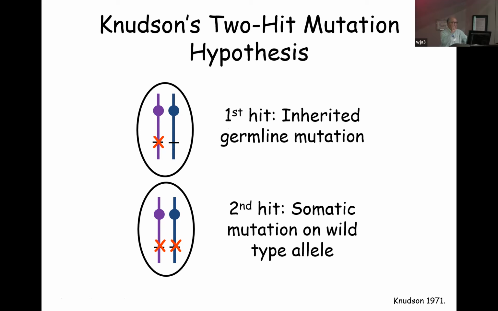It will happen, but if it happens in a person, it's going to happen once. It'll be unilateral, one eye. And so Knudson proposed this idea. And of course, that's the retinoblastoma two-hit idea.